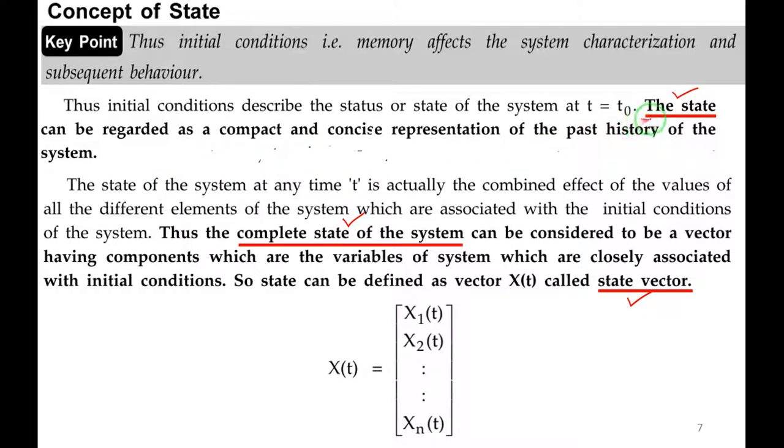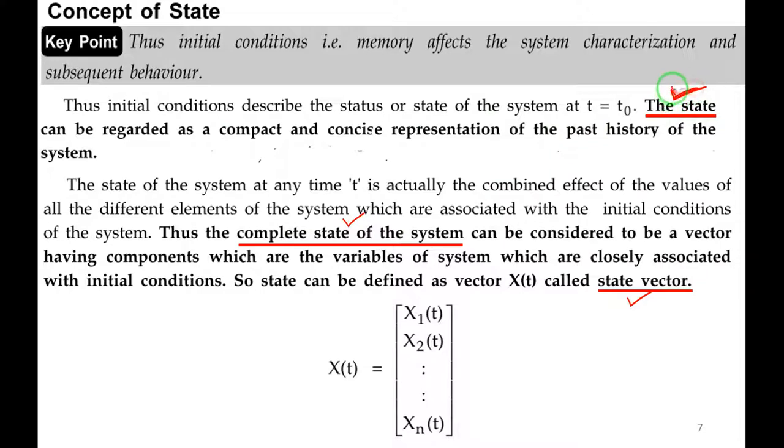For example, in a football match, what is the state? The previous scores, right? We have to keep on updating the score. If I don't update my score, then I cannot get the final state of the system, right? I should keep on updating the past scores in the football match. Then only will I get the current state of the system, right? So we define the state of the system as a compact and concise representation of the past history of the system. In a football match, past scores are the past history, right? This we call the state.